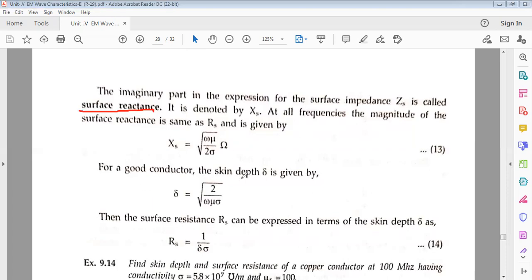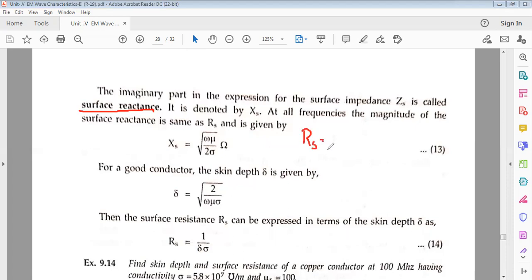For a good conductor, the skin depth delta is given by under root of 2 by omega mu sigma. We already know that the skin depth delta for a good conductor is under root of 2 by omega mu sigma. Now the surface resistance can be related to the skin depth.